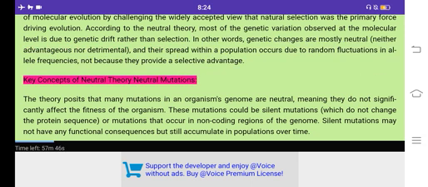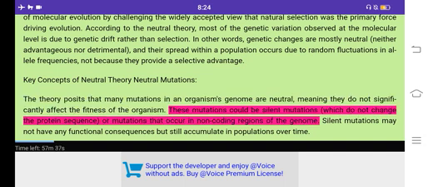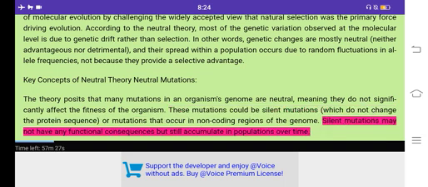Key concepts of neutral theory. Neutral mutations. The theory posits that many mutations in an organism's genome are neutral, meaning they do not significantly affect the fitness of the organism. These mutations could be silent mutations which do not change the protein sequence, or mutations that occur in non-coding regions of the genome. Silent mutations may not have any functional consequences but still accumulate in populations over time.